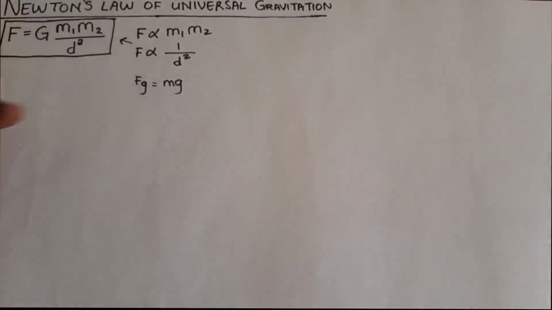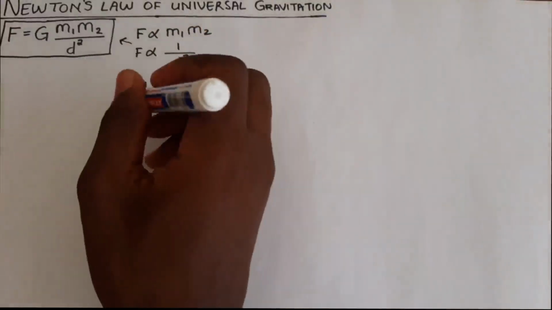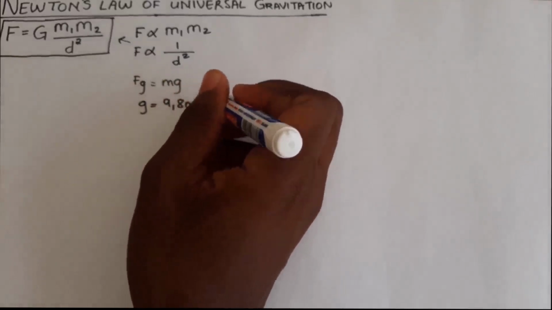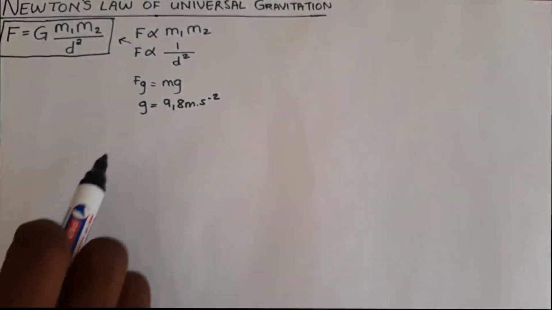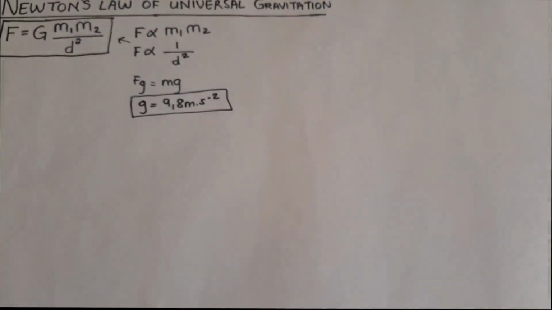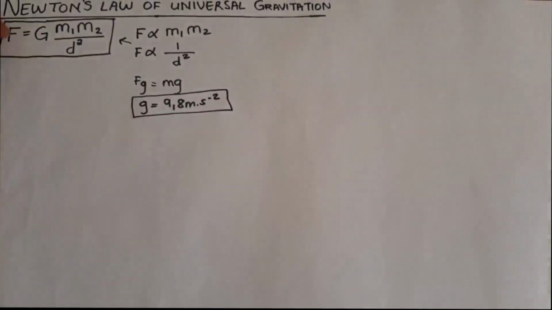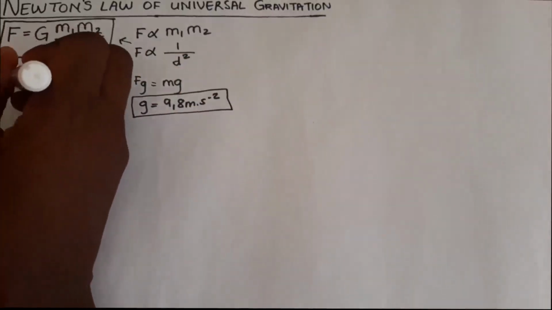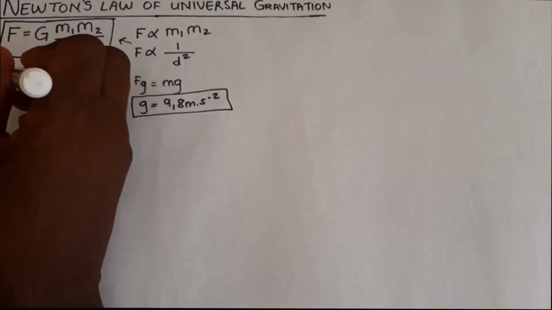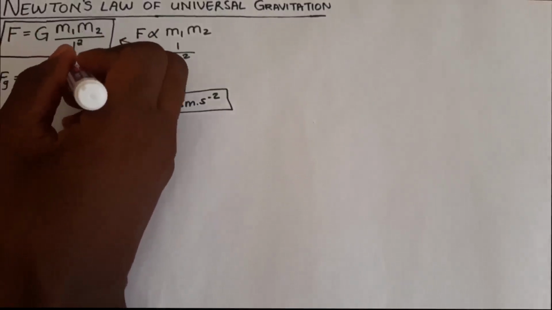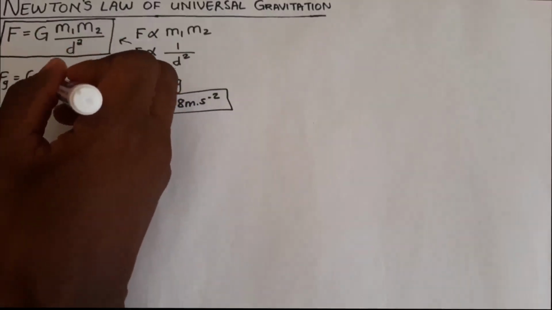So we also have the gravitational acceleration formula. This is the gravitational acceleration, as you know. The gravitational acceleration formula is derived from the formula of the gravitational force: Fg is equal to the gravitational constant times m1 m2 over d squared.